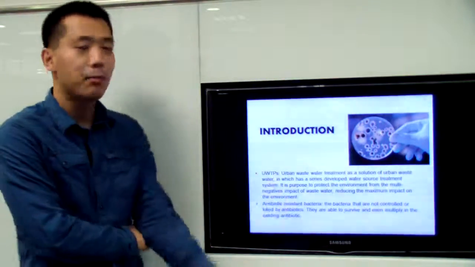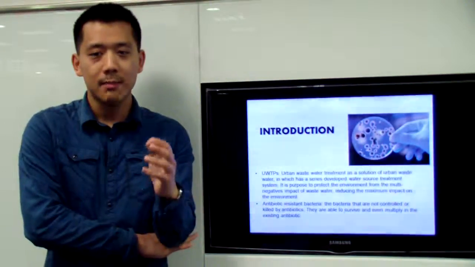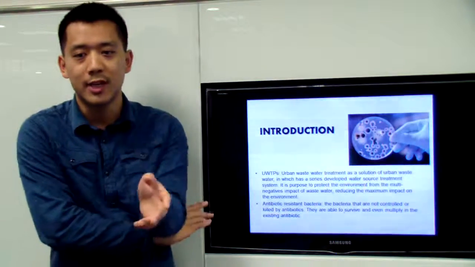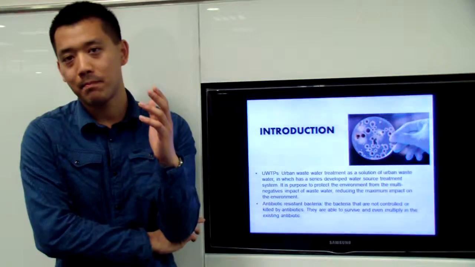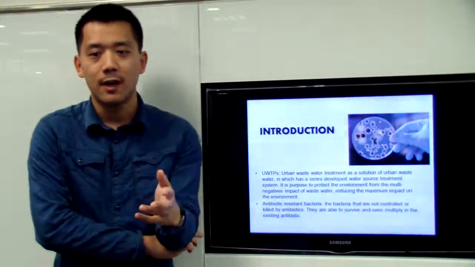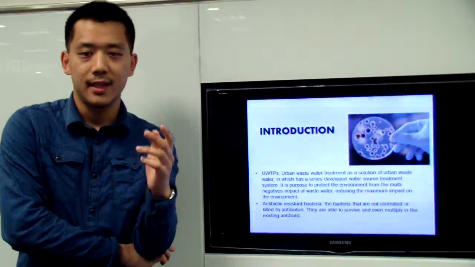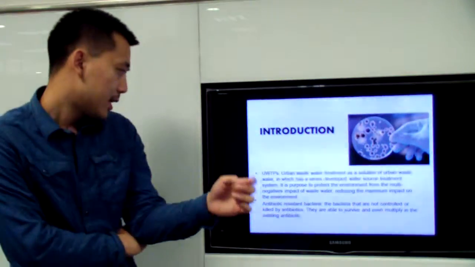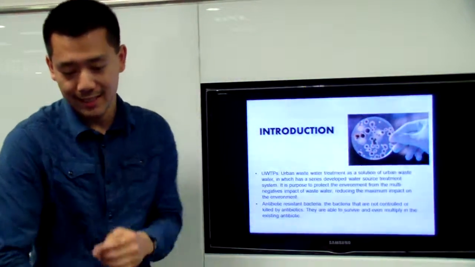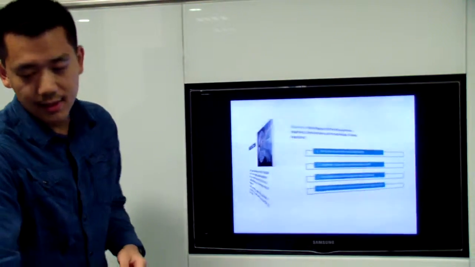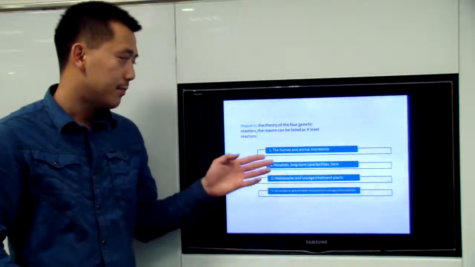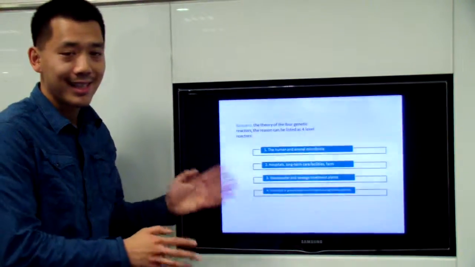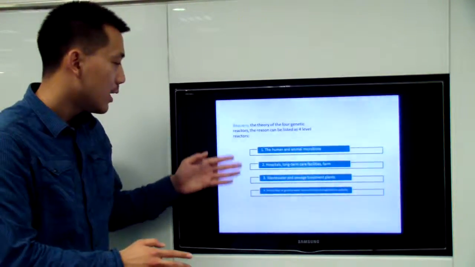Antibiotic resistant bacteria are not controlled or killed by antibiotics, and they can survive and even multiply in the presence of existing antibiotics. In terms of bacterial theory, these four factors can be listed as the main ones.